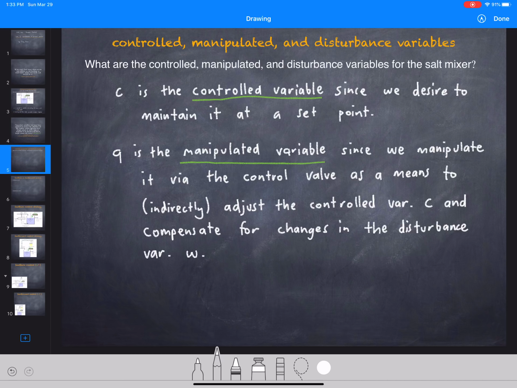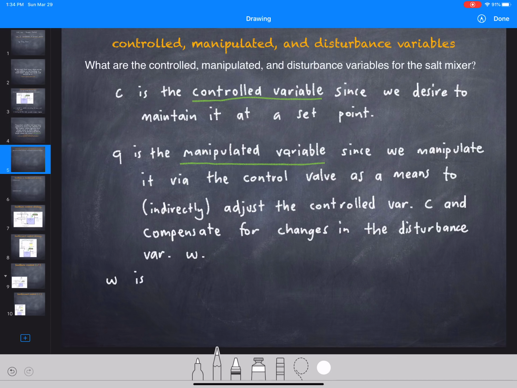So when our disturbance variable, which is W, the salt flow rate, upsets our process and changes the control variable, then we would try to compensate for that change by adjusting Q. So it's the manipulated variable. And that's what a feedback control scheme would look like. So W is the disturbance variable. It's highly irregular, fluctuates, and it's not controlled, it's not manipulated.